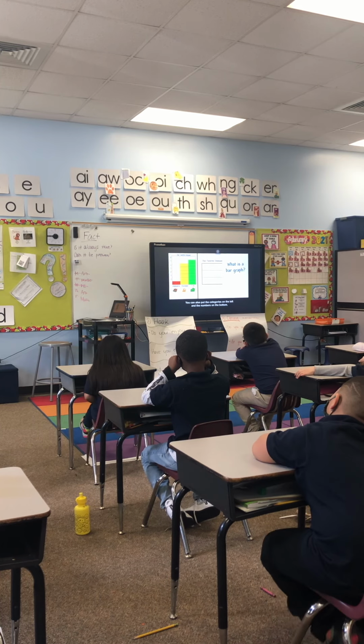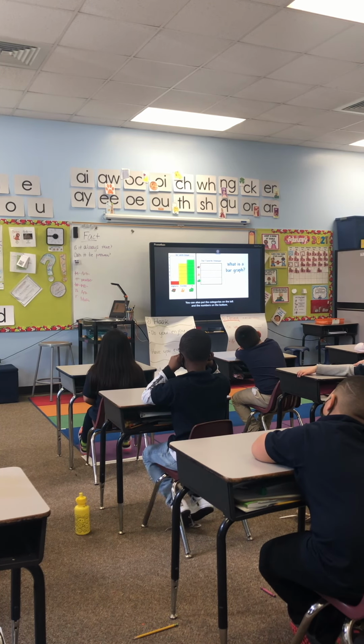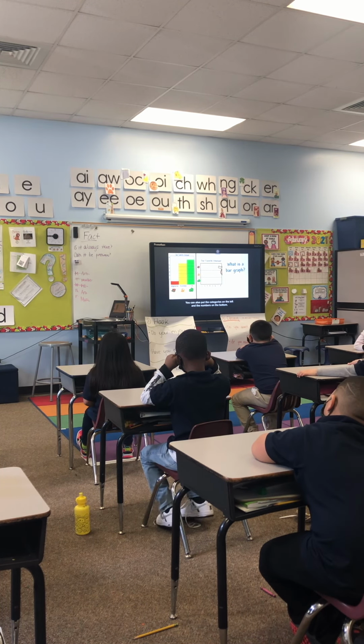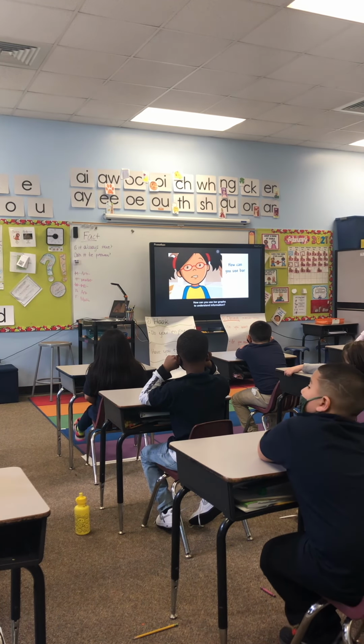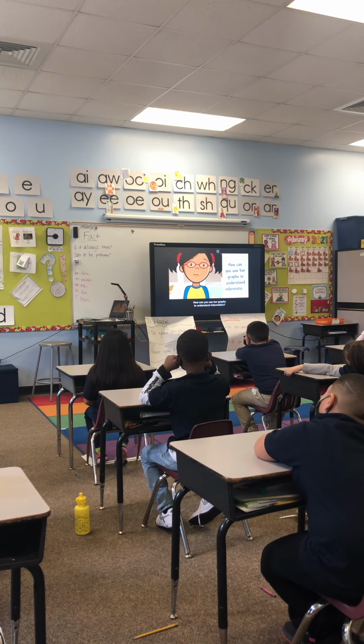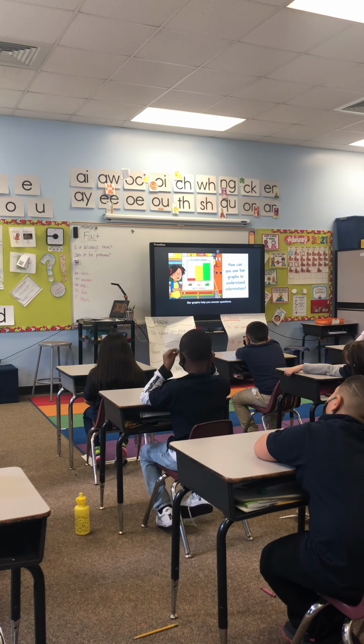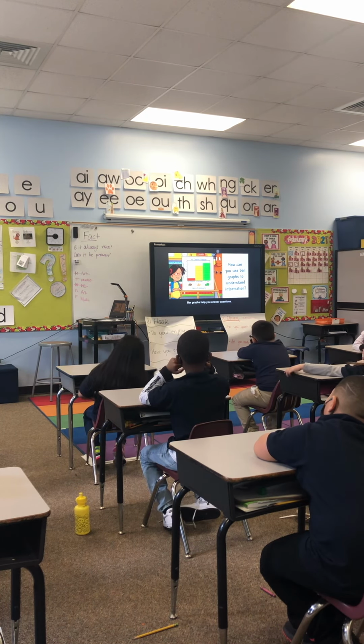You can also put the categories on the left and the numbers on the bottom. You can display the same information in a different way so you can understand it better. How can you use bar graphs to understand information? So we're going to learn how bar graphs help you answer questions.